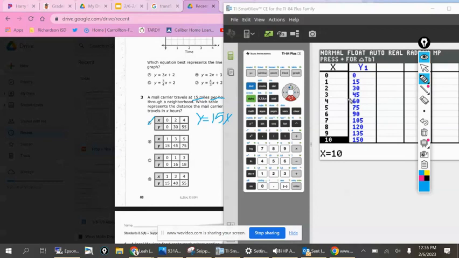Okay, then I have 1, 15, 3, 45, 5 and 75. That one works, so I'm going to circle that one. 1 and 16, I know that doesn't work. 3 and 40, that doesn't work here. So the only one that works would be B.